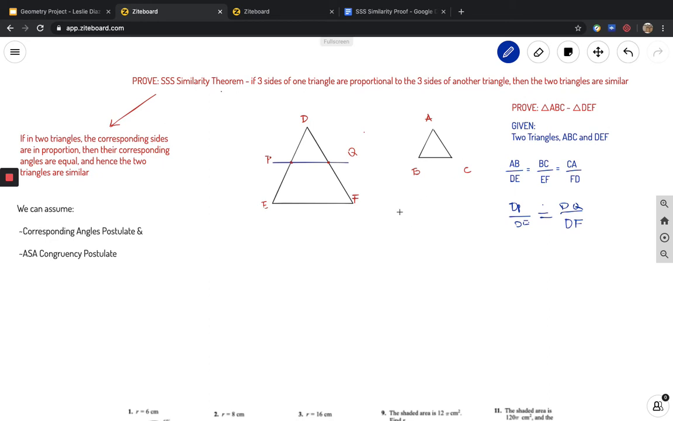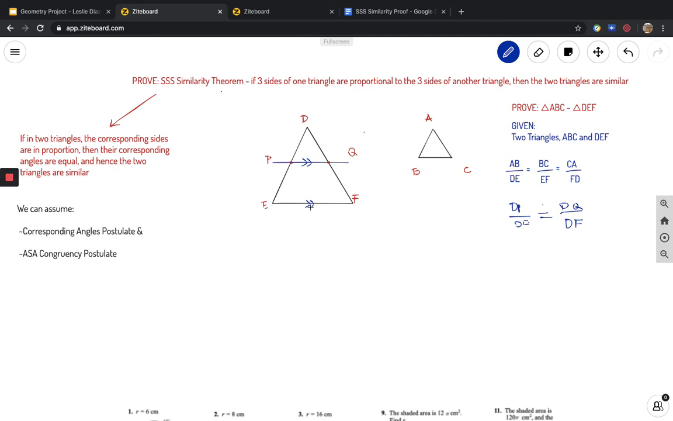Now we also know that PQ is parallel to EF. We know this because we can look at the converse of the basic proportionality theorem, which says that if we have one line that splits a triangle proportionally, then the line is parallel to the base of the triangle.